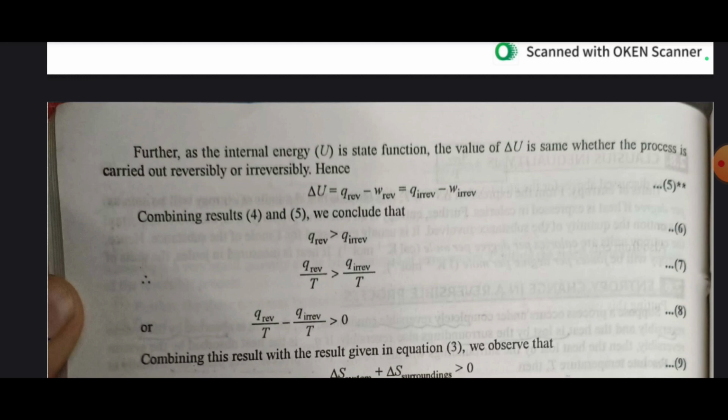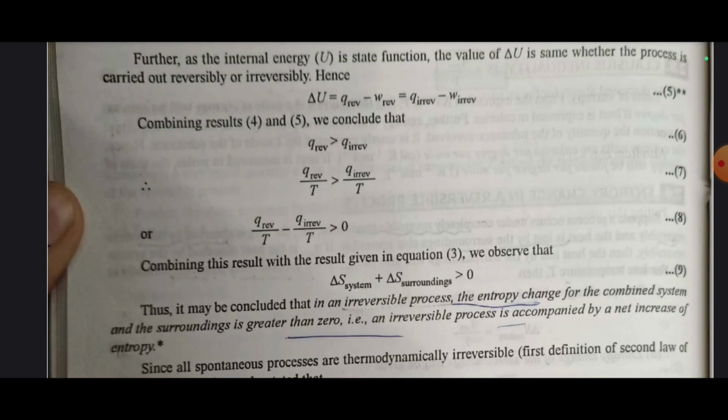Hence, delta U is equal to Q reversible minus W reversible is equal to Q irreversible minus W irreversible, which is equation 5. Combining results of equation 4 and 5, we conclude that Q reversible is greater than Q irreversible, equation 6, and Q reversible by T is greater than Q irreversible by T, equation 7, and Q reversible by T minus Q irreversible by T is greater than 0, equation 8. Combining these results with the result given in equation 3, we observe that delta S system plus delta S surrounding is greater than 0, which is equation 9.